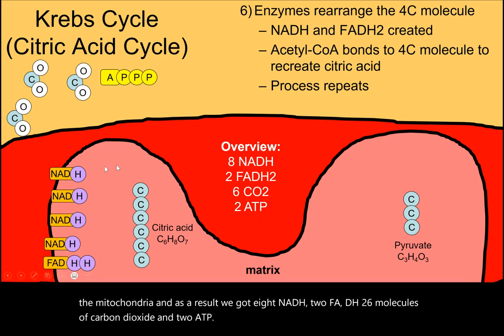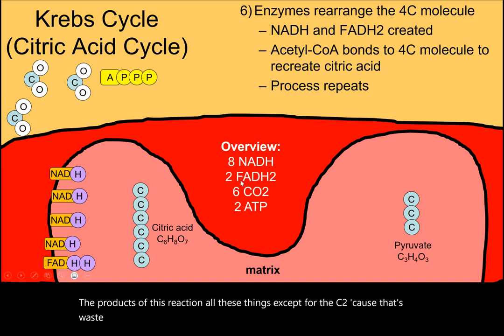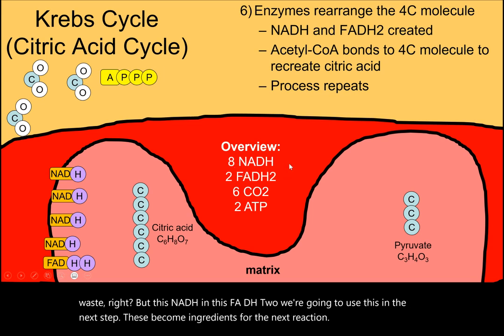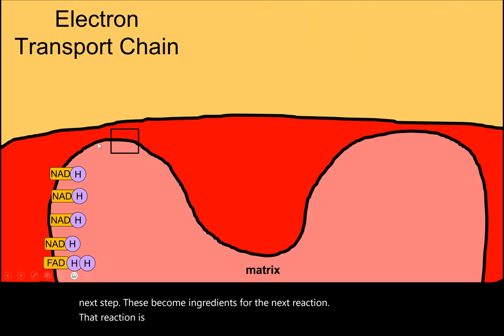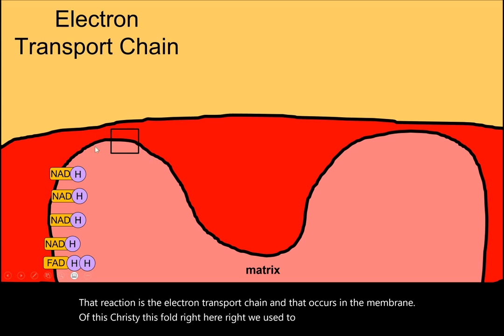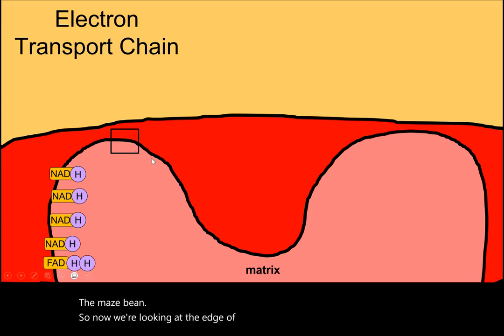So just like last time, the products of this reaction, all these things, except for the CO2 because that's waste, this NADH and this FADH2, we're going to use in the next step. These become ingredients for the next reaction. That reaction is the electron transport chain, and that occurs in the membrane of this cristae, this fold right here. We used to call the mitochondria the maize bean. I think Owen started that. The maize bean. So now we're looking at the edge of the maize in the maize bean.